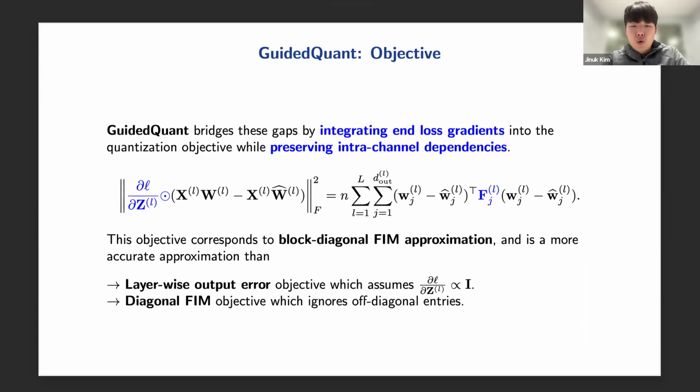If gradients are uniform, our objective collapses to output MSE. If the cross-term vanishes, it collapses to diagonal Fisher. So this objective yields a more accurate approximation than both baselines.